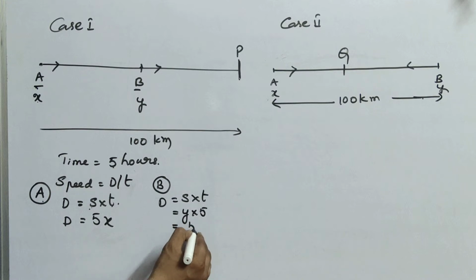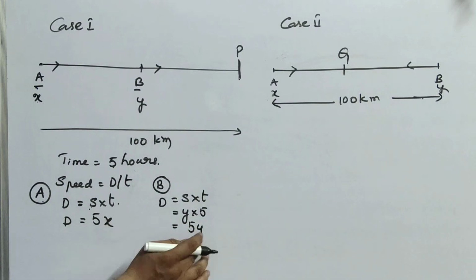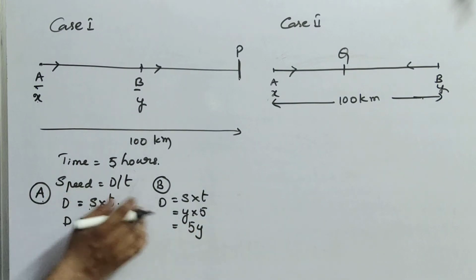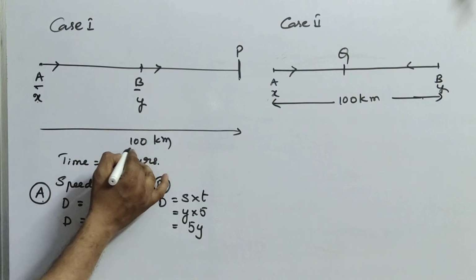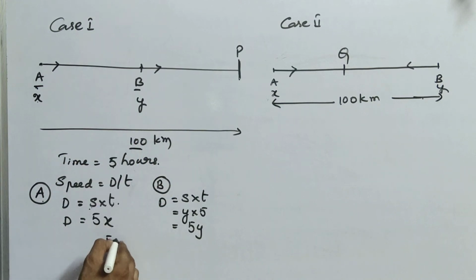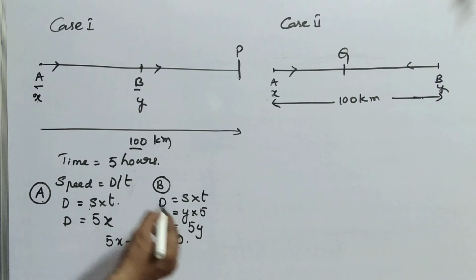That is 5y. So the difference between these two, that means the difference between two cars is 100 kilometers. That means 5x minus 5y equals 100 kilometers.